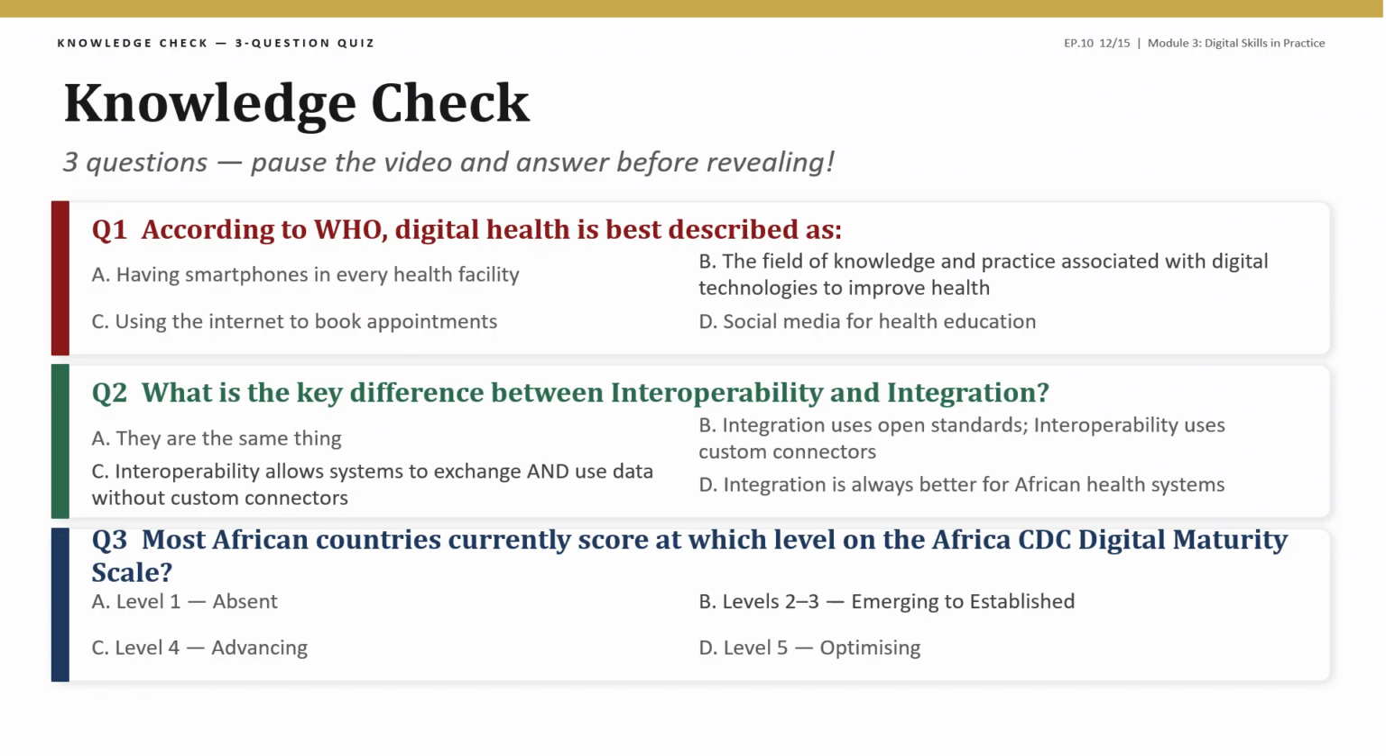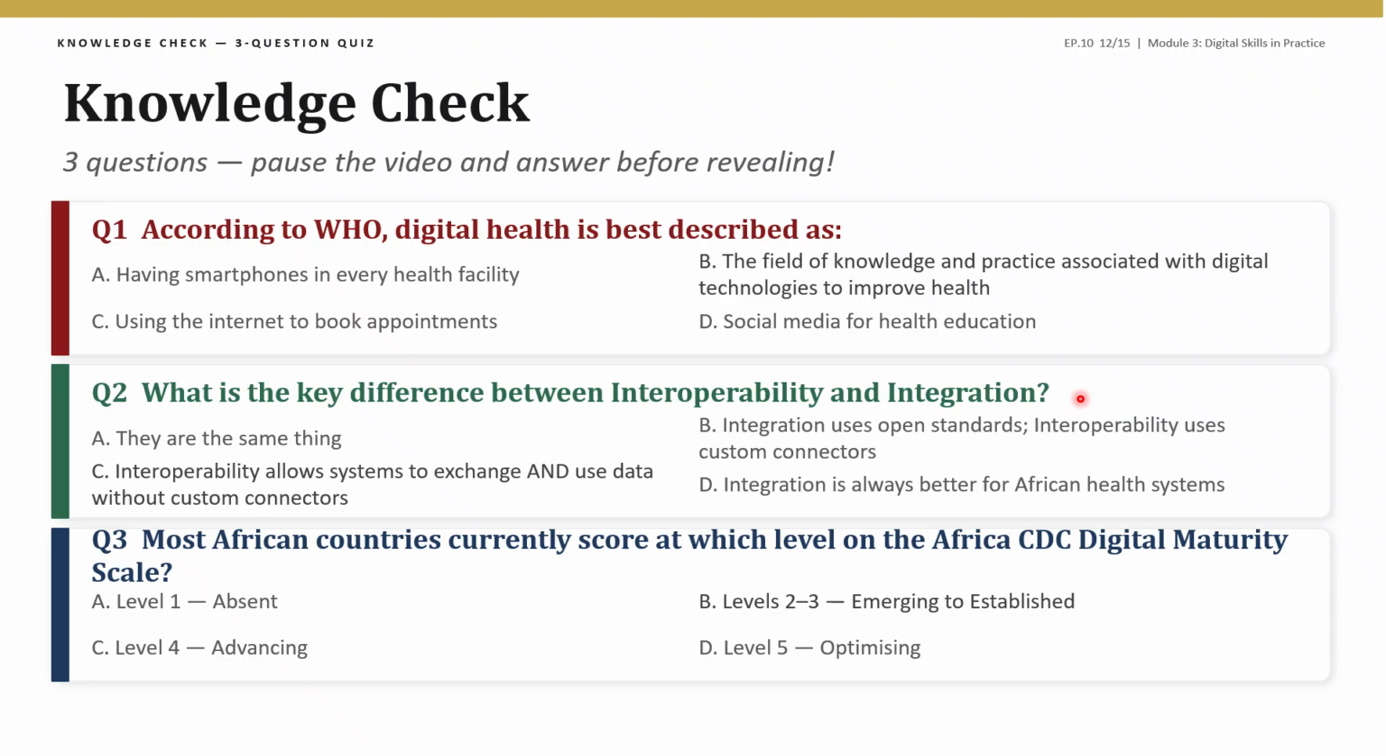Let's test your understanding with 3 questions. Question 1. According to WHO, digital health is best described as: A. Having smartphones in every facility. B. The field of knowledge and practice associated with digital technologies to improve health. C. Using the internet to book appointments. And D. Social media for health education.